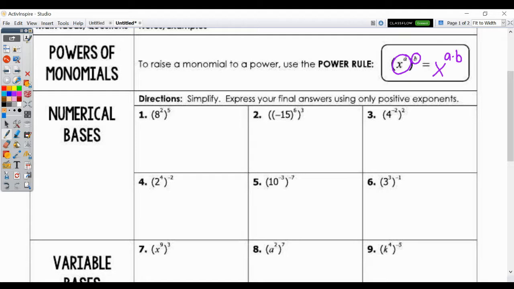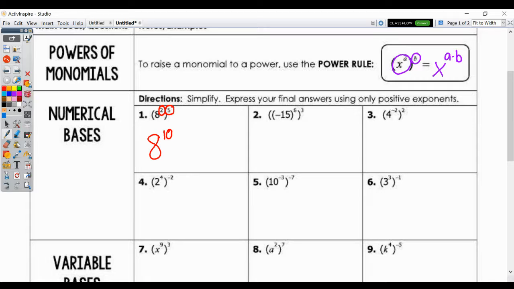So let's look at a couple examples with numerical bases, with bases with numbers. So number one, its base is 8, so the base is going to stay 8. And then I just take this exponent of 2 and the exponent of 5, and I multiply them together to get 10. So your answer would be 8 to the 10th power. Okay, so let's look at number 3.